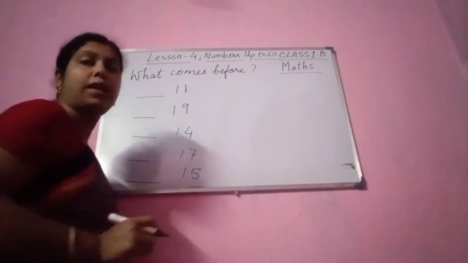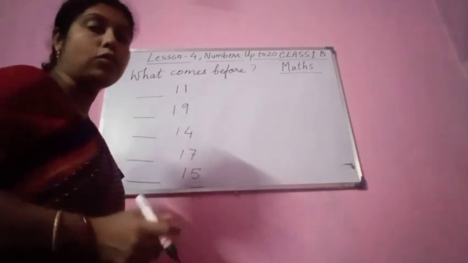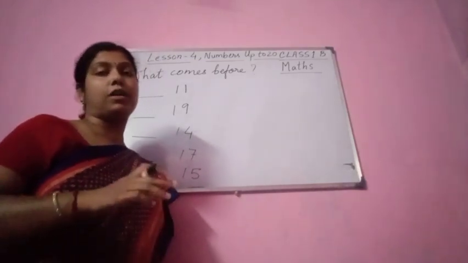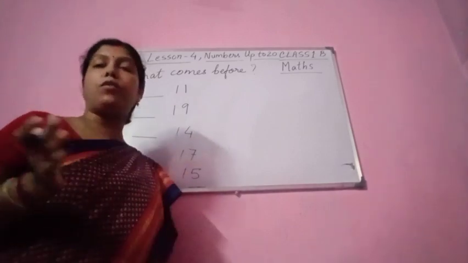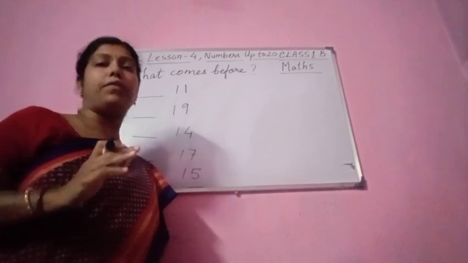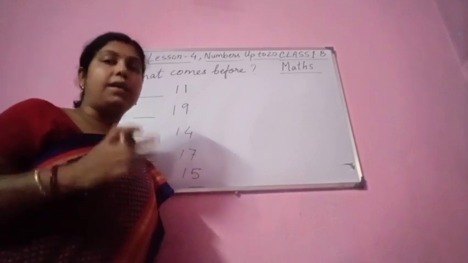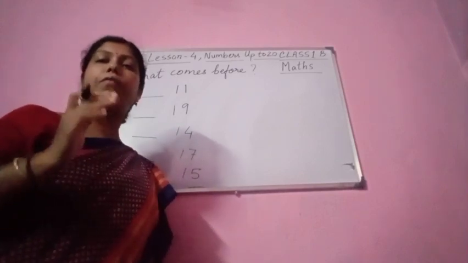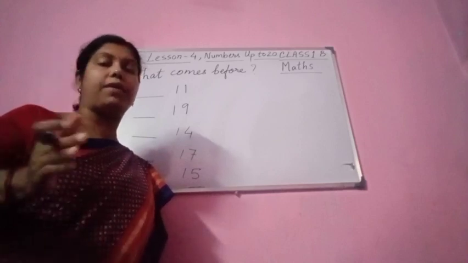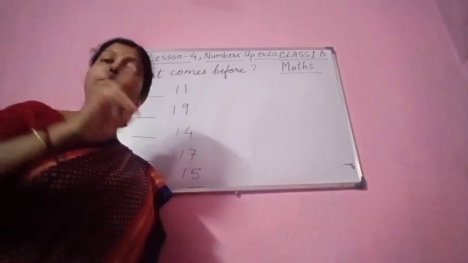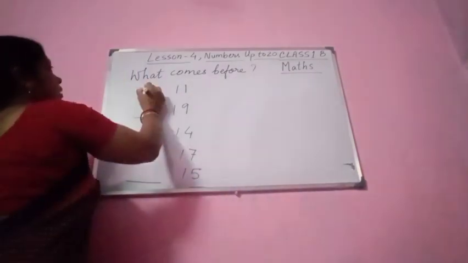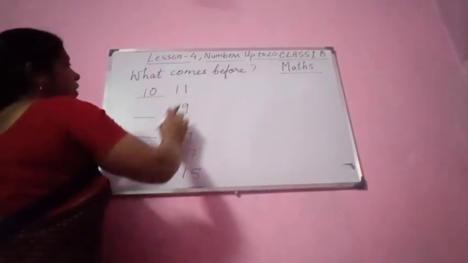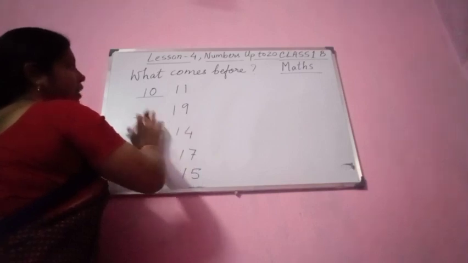What comes before 11? So you see, you can count on the number line also if you want. You can count from 1 to 11. Then you can find out the number just before 11. Here let us start counting. 1, 2, 3, 4, 5, 6, 7, 8, 9, 10, 11. Stop at 11. What number comes just before 11? 10 comes. Okay, so write down 10 here. 10, 11.